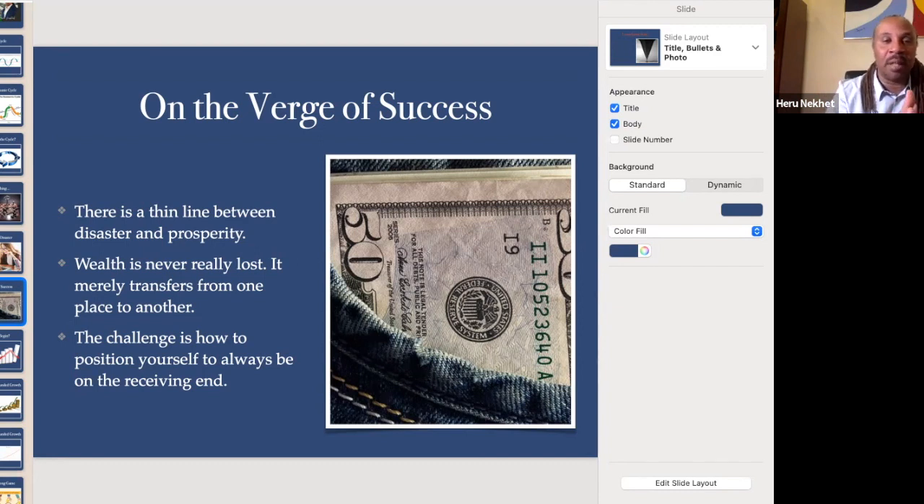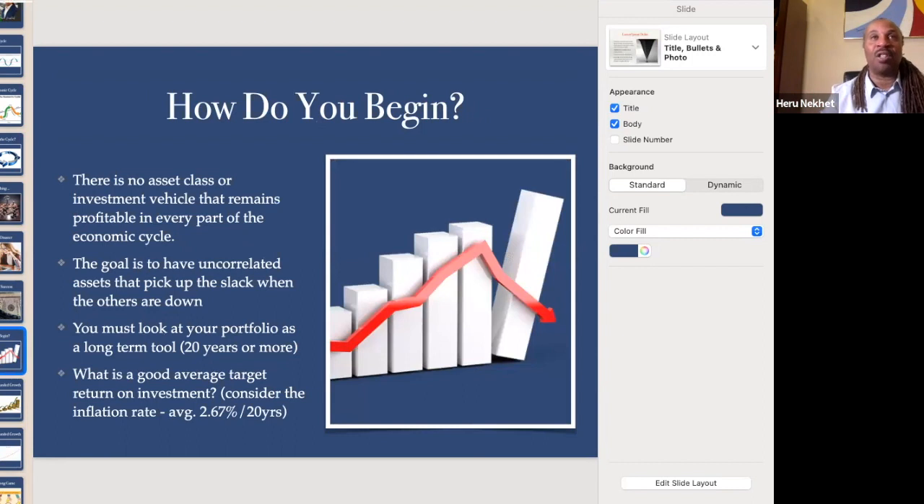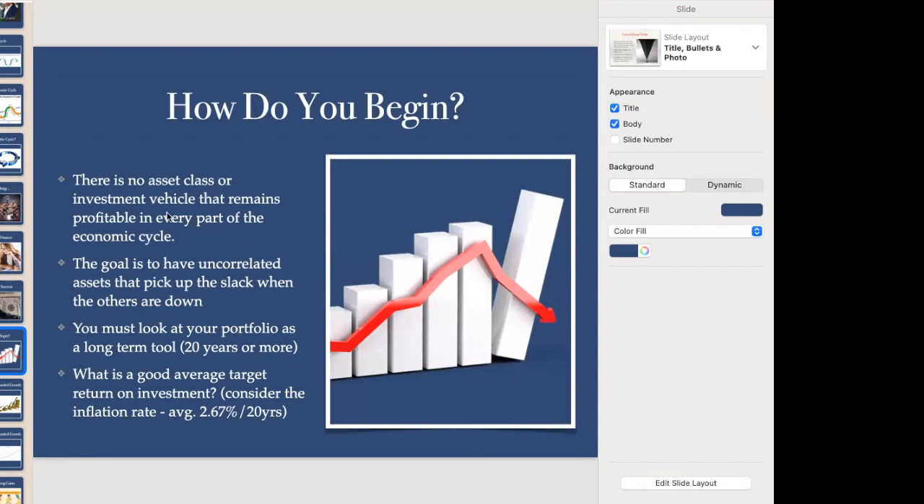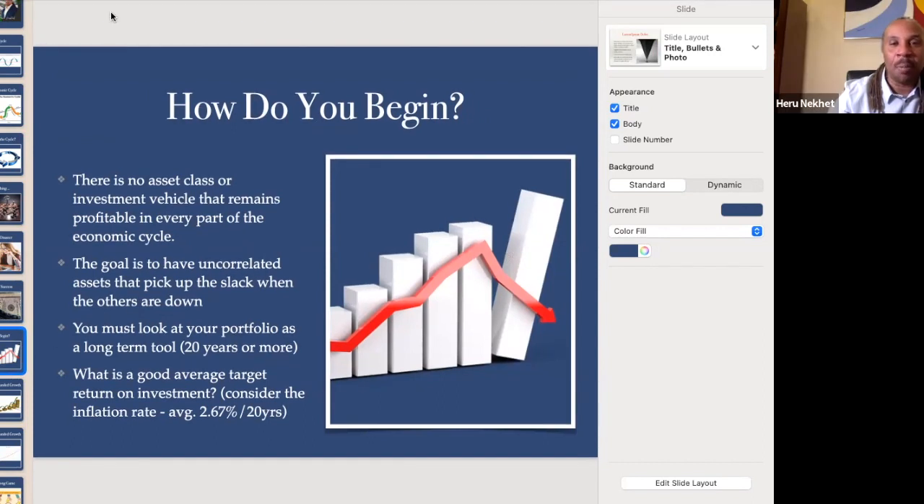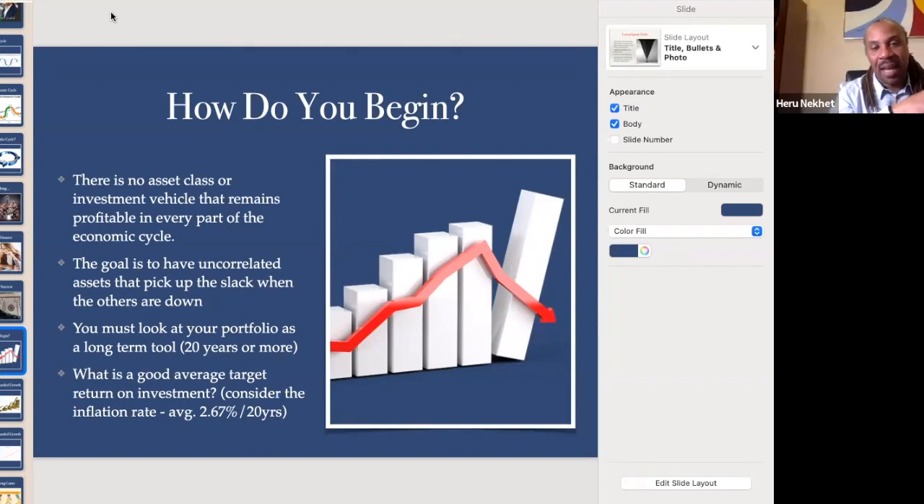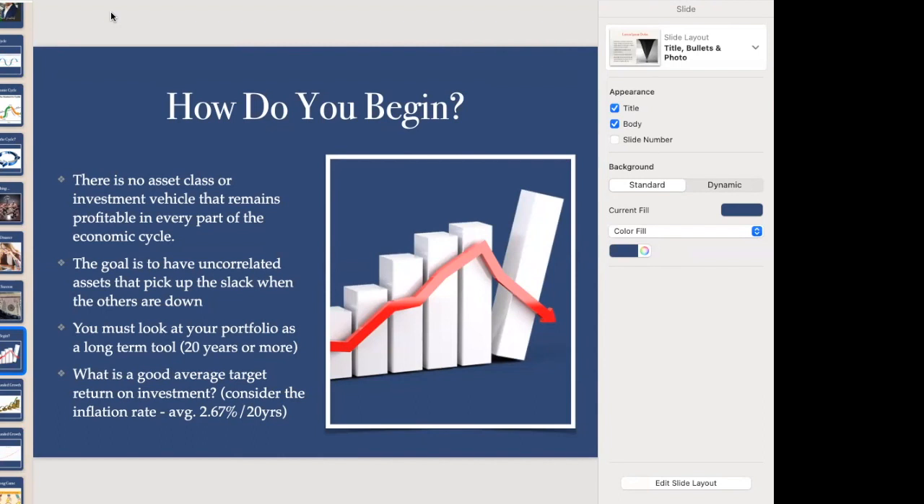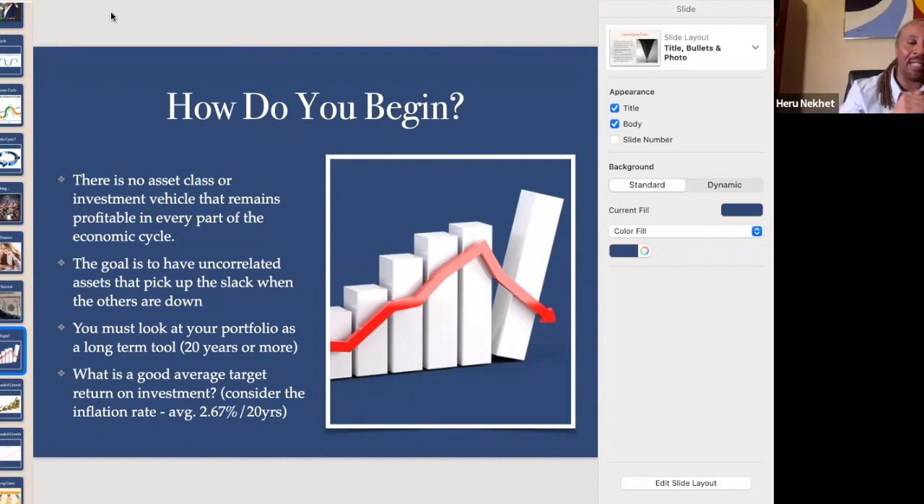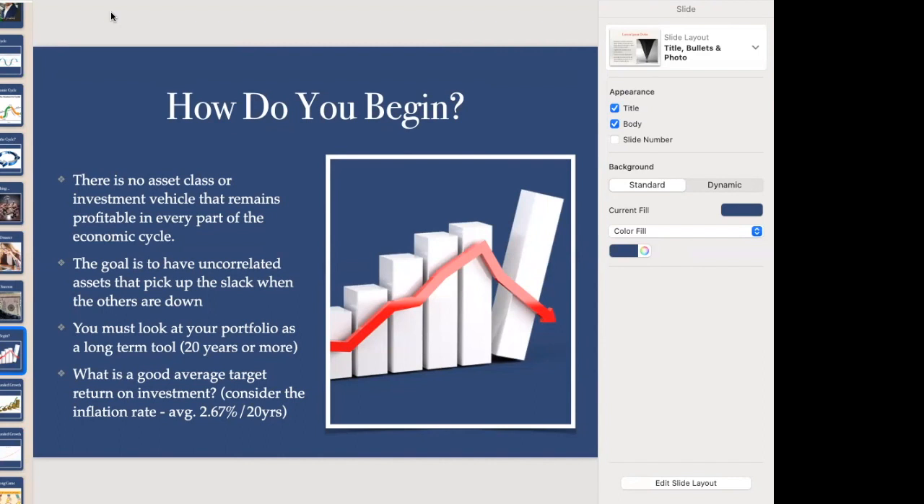So what I want to share with you is how to take advantage of what's going on. So how do you begin? The first thing you have to understand is that there is no single asset class or investment vehicle that remains profitable in every part of the cycle. There is no universally profitable investment or even asset class that will span every part of the cycle that will be very profitable. So the goal is, again, to have uncorrelated assets that will pick up the slack. So when one is down, the other one picks up the slack. You don't lose, or you don't lose much.